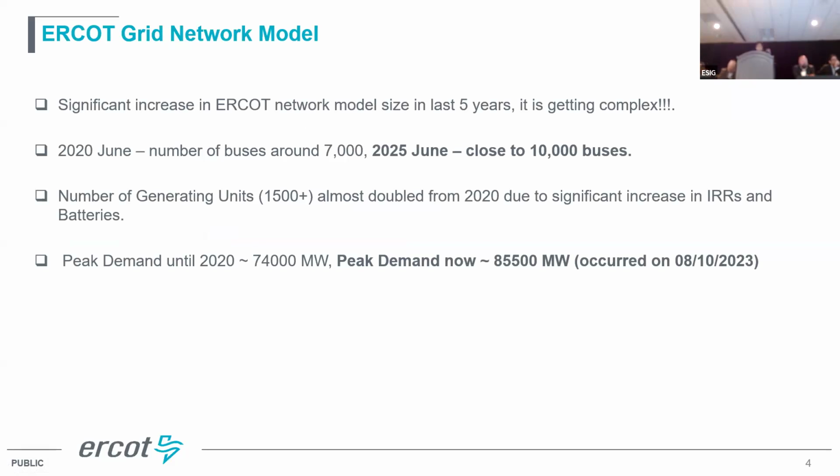The buses went from, and I'm just comparing with 2020, not even going behind that, to close to 10,000. We have doubled the number of generating units, and I won't even get into the different types of generating units and different fuel sources that we're dealing with. And the demand is almost close to 85 gig.